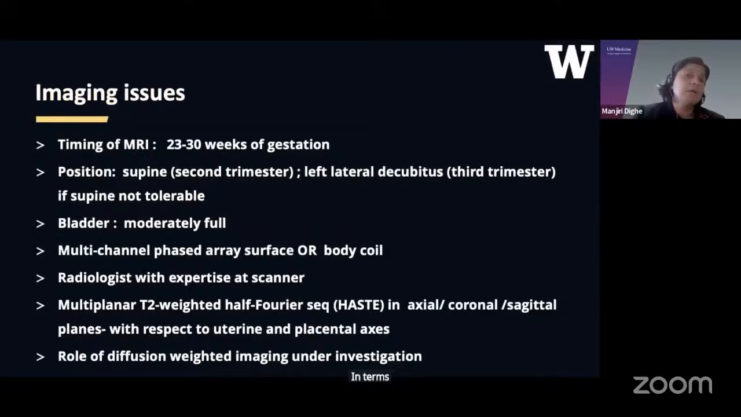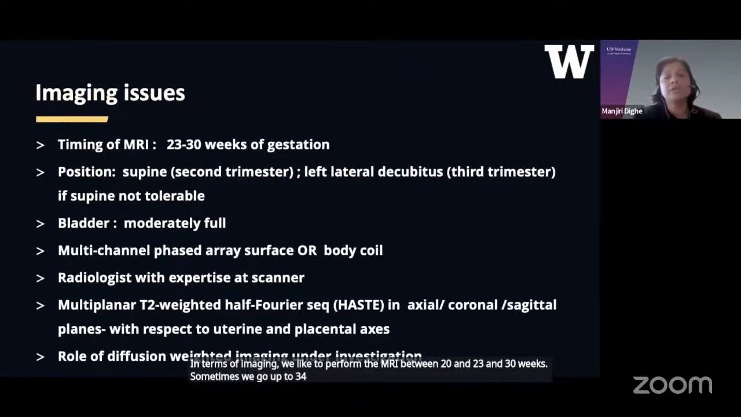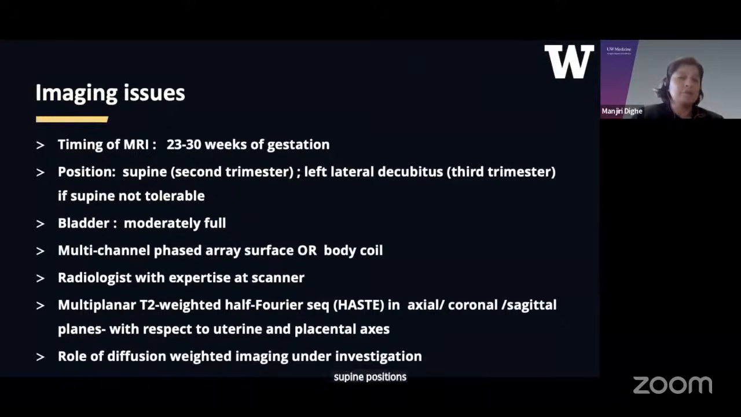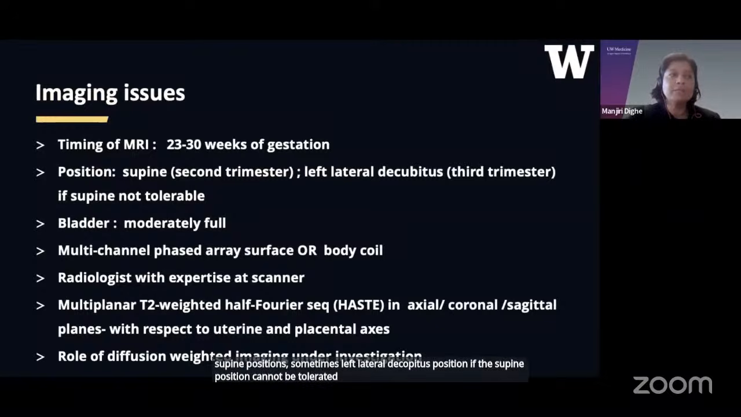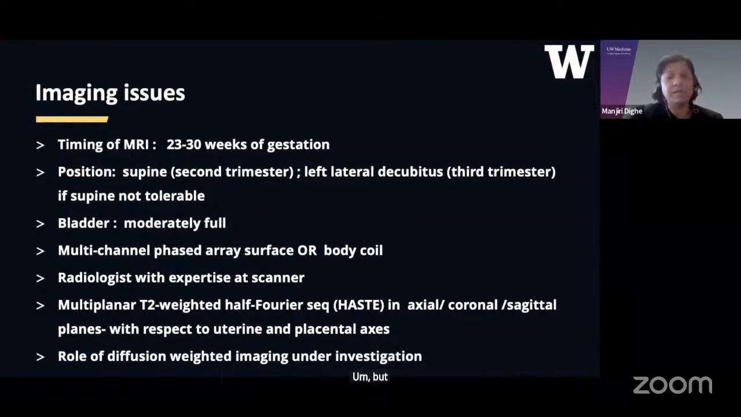In terms of imaging, we like to perform the MRI between 23 and 30 weeks. Sometimes we go up to 34 weeks. As you go beyond that, the placenta ages and evaluation of the features becomes a little more difficult. Supine position, sometimes left lateral decubitus position if the supine position cannot be tolerated. Bladder has to be a little full, not way distended, but at least a little full. We use a surface phased array coil, but you can use a body coil as well.